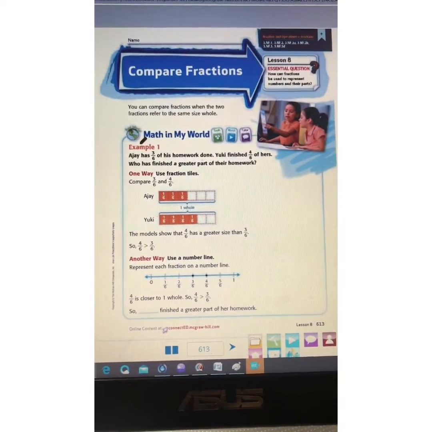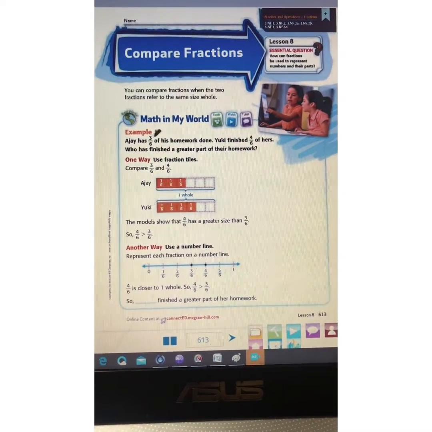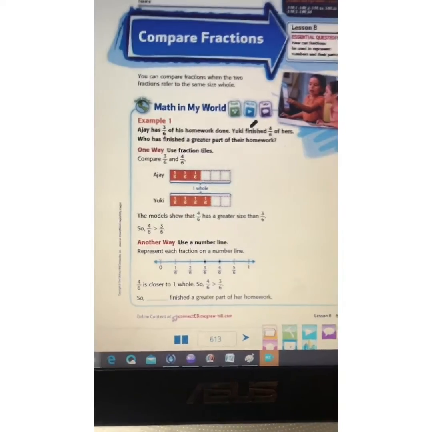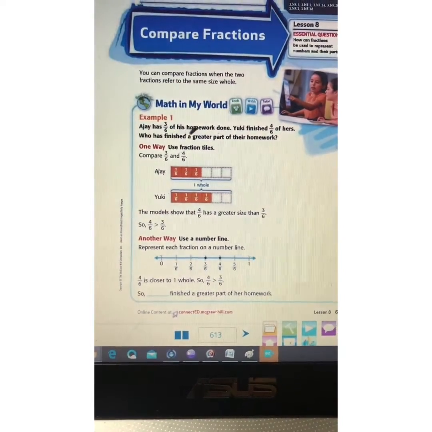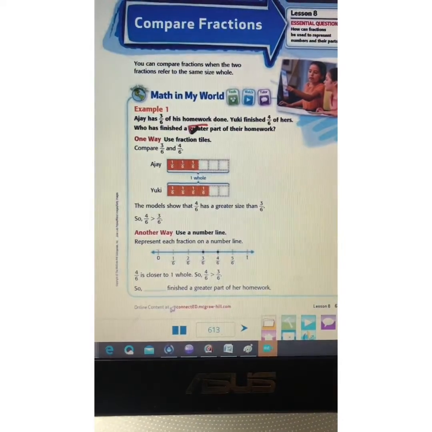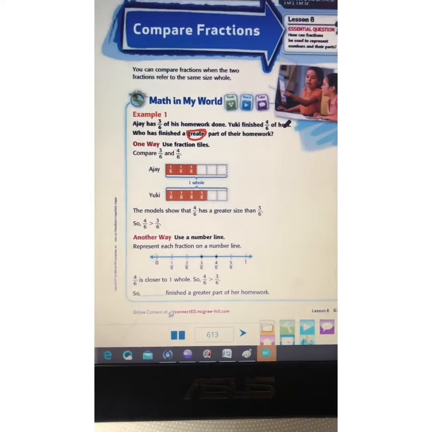Now, let's start with example number 1. AJ has 3/6 of his homework done. Yuki finished 4/6 of hers. Who has finished a greater part? They're asking for the greater part of the homework, meaning the bigger one.